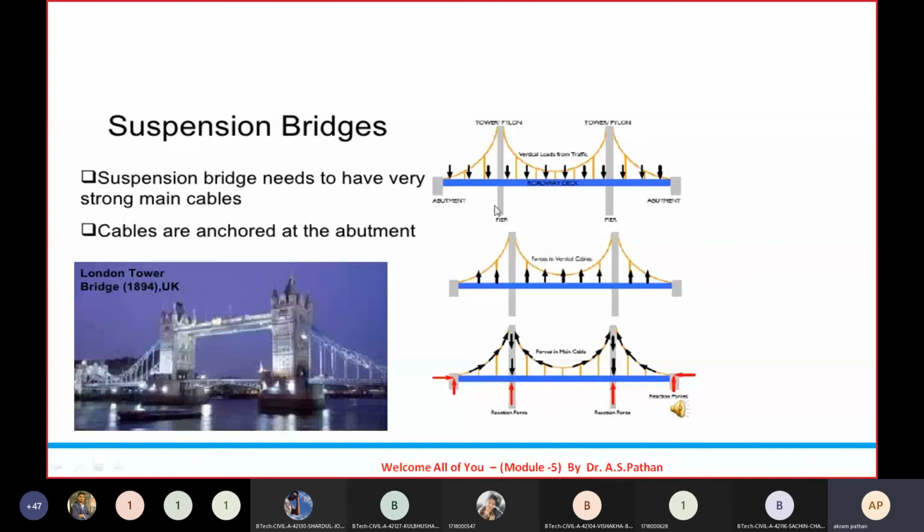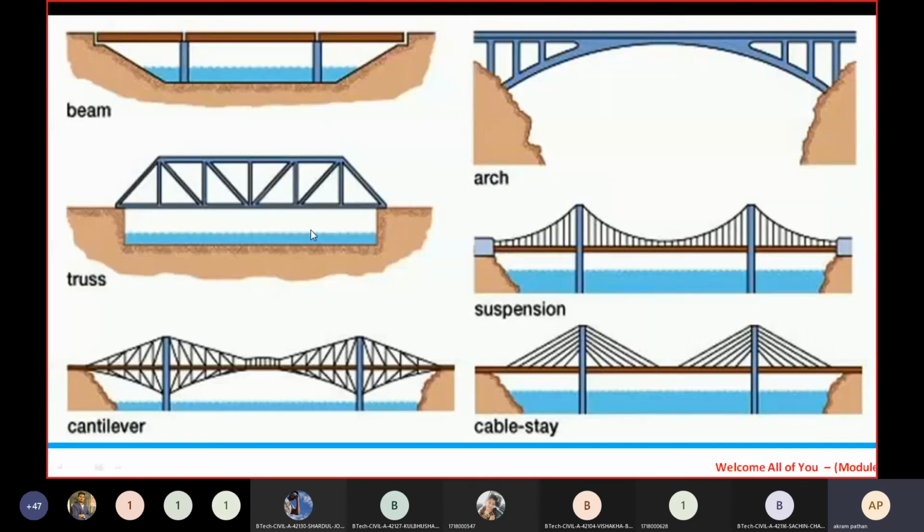Then the cables are anchored at the abutment. All the cables are anchored with great care. It requires huge experience to construct such a type of bridge. The London Tower Bridge was constructed in 1894 in the UK. Such a suspension bridge is also one of the important types of bridge we should know.